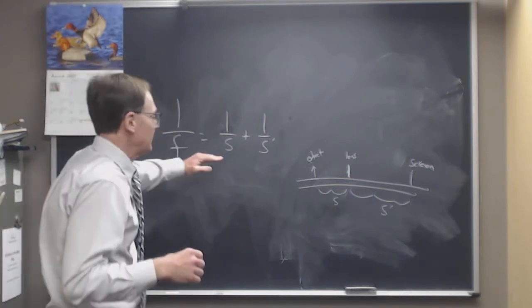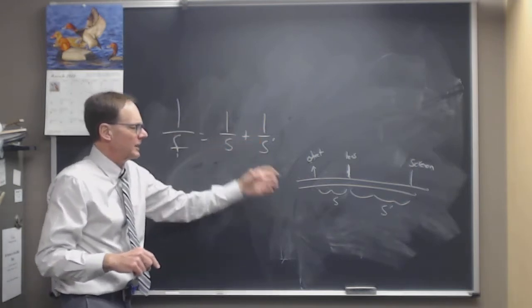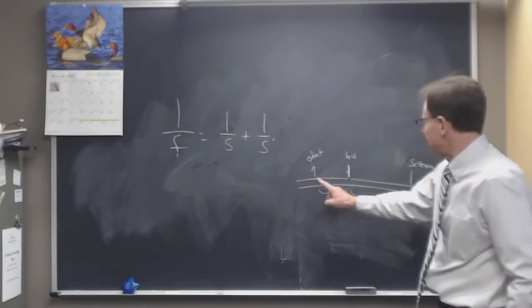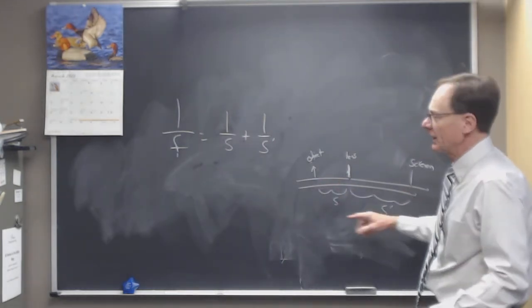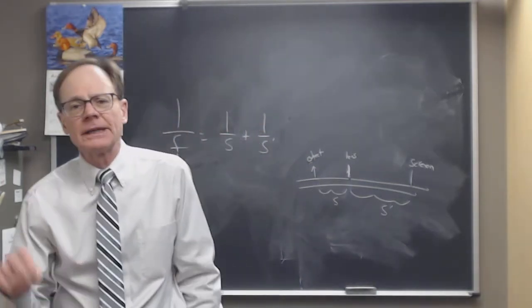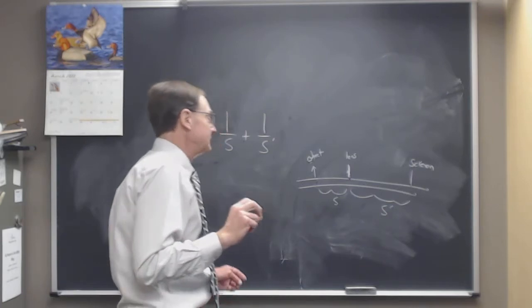To do this, we're going to use the thin lens equation: 1 over f is equal to 1 over s plus 1 over s prime. The situation looks like this. You've got a lens, you've got an object, and you've got the screen out here. We're going to use f as a positive number if we have a converging lens, and we're only going to use converging lenses in this experiment.